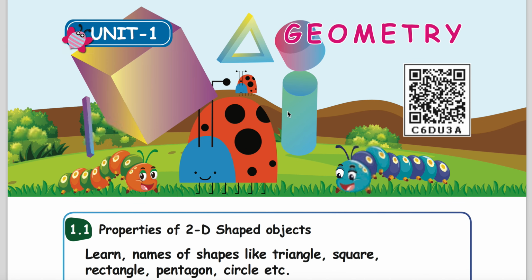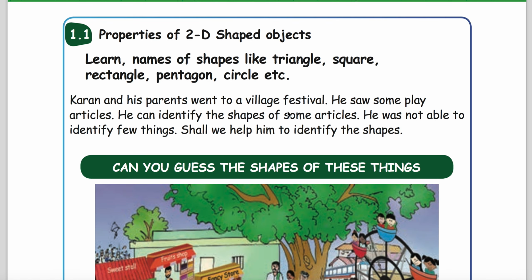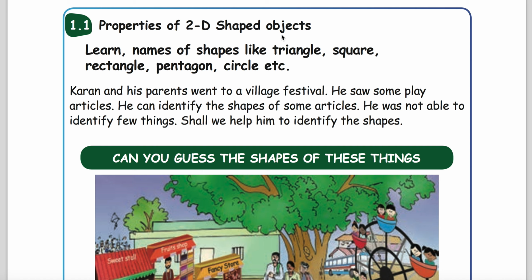Today we'll be starting with Unit 1 of 4th standard. Unit 1, Geometry. Properties of 2D shaped objects. We learn the names of shapes like triangle, square, rectangle, pentagon, circle.